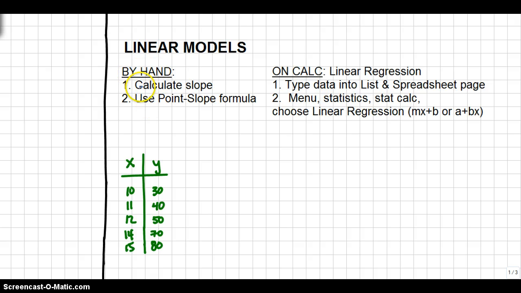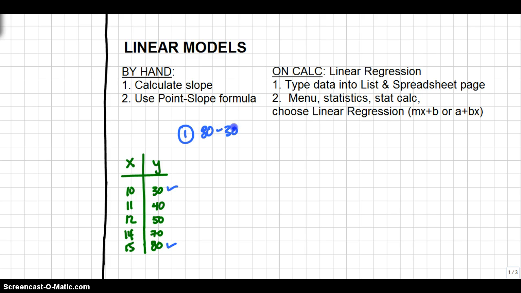When students are doing linear models by hand from a particular set of data, they need to choose two coordinates in order to calculate the slope. It doesn't matter which two the students choose. However, it is recommended that you choose two points that are not right next to each other. Typically, I pick the first and the last. So I'm going to go ahead and now calculate the slope between those two coordinates.